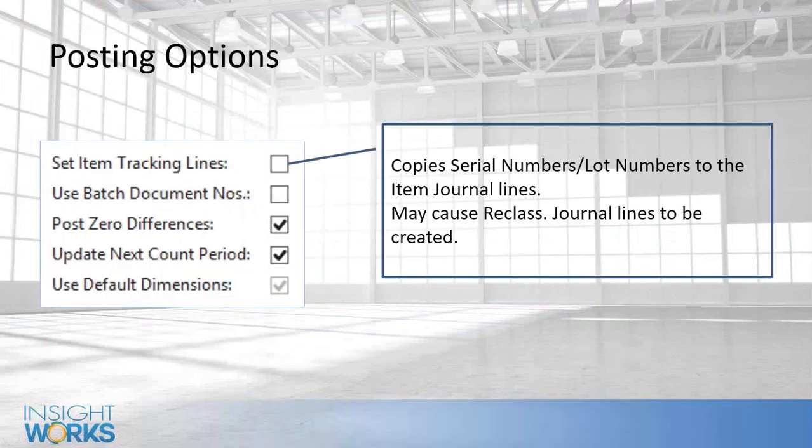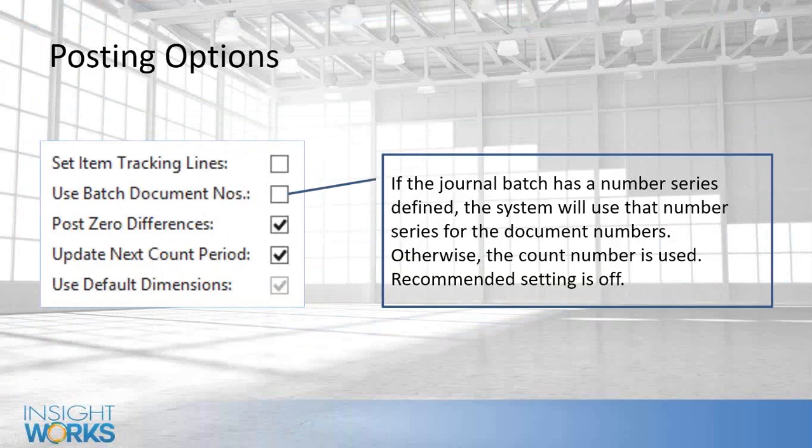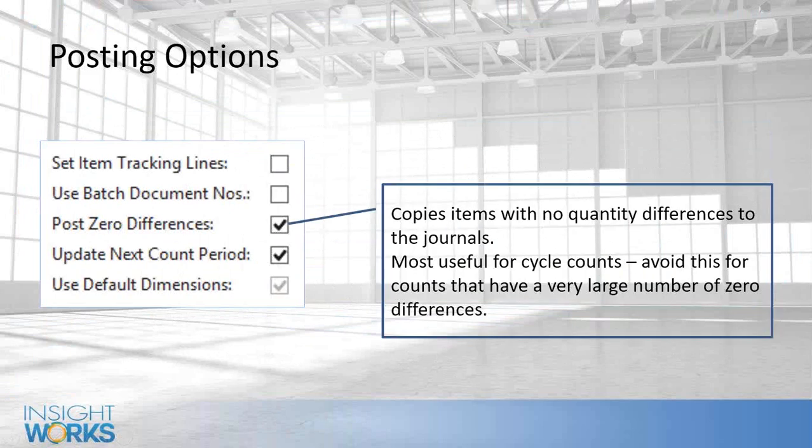So on the inventory count card, there's a posting tab where you can set these options along with some batches. And I'll just run through what these options do. So the set item tracking lines will copy the lot number and serial number adjustments to the journals, right? And it may cause reclass journals to be created as well. And we'll talk about why the reclass journal gets created in a sec. The use batch document numbers, the bottom line is just leave this off. That's your best bet.